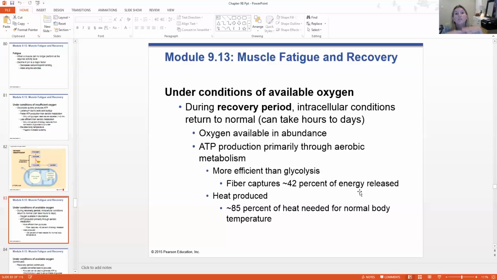And it's not just me not being in as good a shape as I probably should be to run a marathon. It's also your body needing that time to recover and reestablish the oxygen in your blood and your muscle cells to repair themselves under those acidic conditions from the lactic acid. So there is a recovery period that we all know if you've ever worked out or pushed your body's limits a little bit. And that's when that oxygen can then be available in abundance. ATP production returns to mostly aerobic metabolism, which is much more efficient than glycolysis.